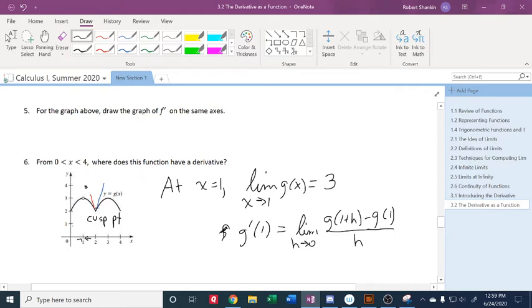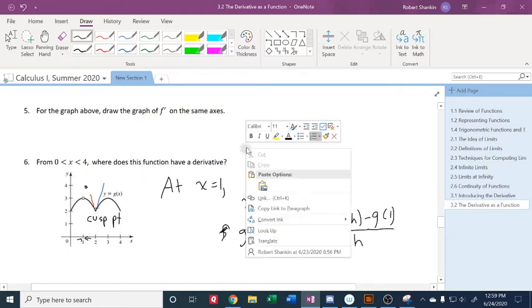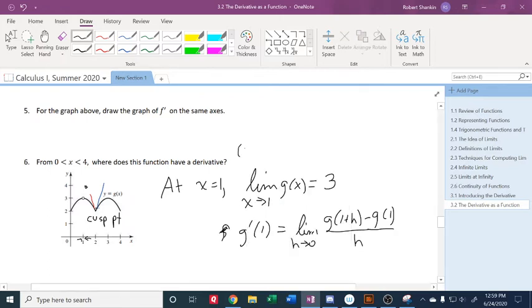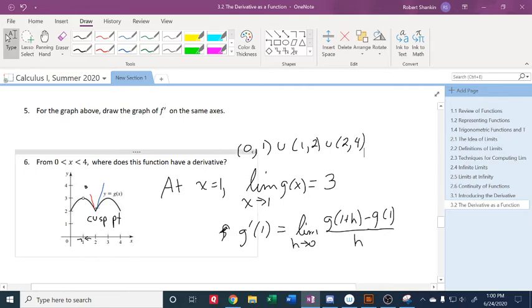And so, where does this function have a derivative? The answer to that would be the open interval from 0 to 1, union from 1 to 2, union from 2 to 4. It does not have a derivative at 1, it does not have a derivative at 2. At 2 it's a cusp point, at 1, just because there's a hole there, the derivative will not exist.